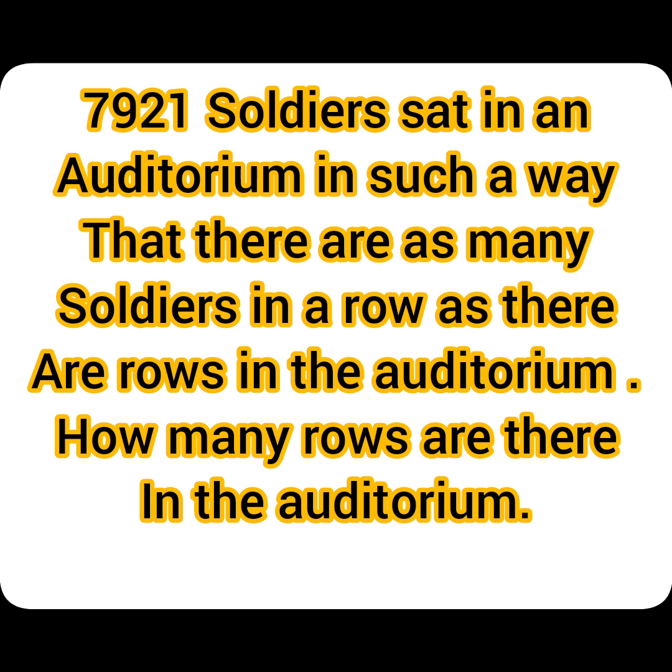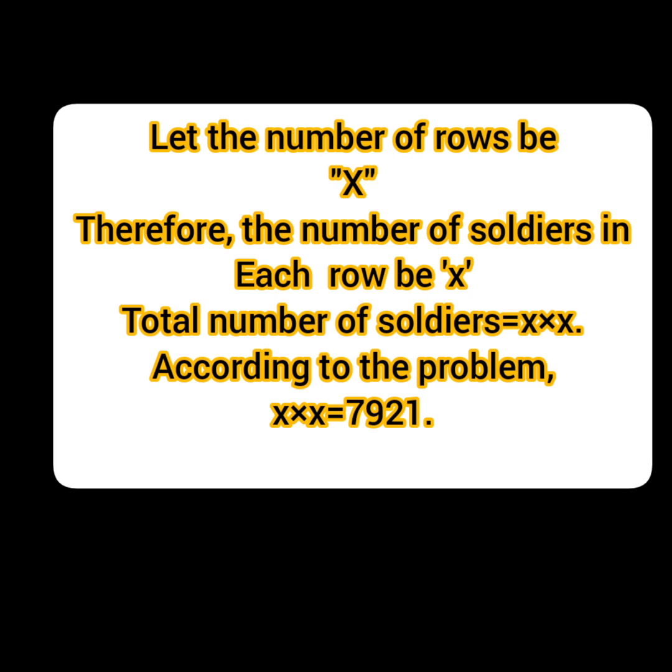7,921 soldiers sat in an auditorium in such a way that there are as many soldiers in a row as there are rows in the auditorium. How many rows are there in the auditorium? Here, this can be done by using the division method of square root. Let us see here. Let the number of rows be x. Therefore, the number of soldiers in each row is also x. Total number of soldiers is equal to, according to the problem, x into x is equal to 7,921.